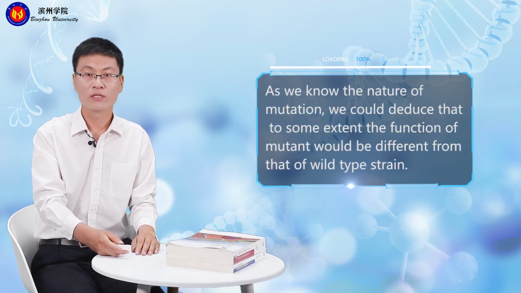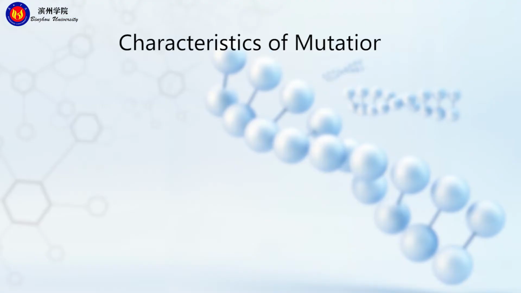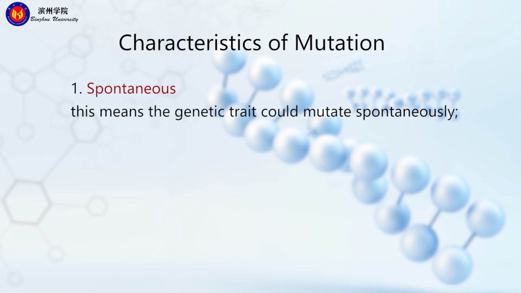As we know the nature of mutation, we could deduce that, to some extent, the function of mutant would be different from that of the wild type strain. On the next, let's take a look at the characteristics of mutation. Firstly, spontaneous. This means the genetic trait could mutate spontaneously.